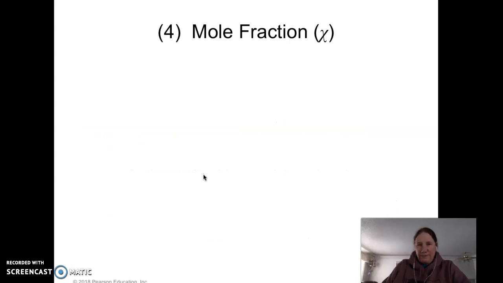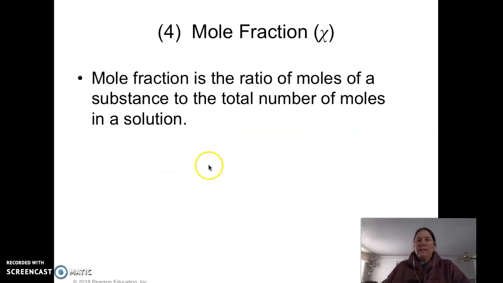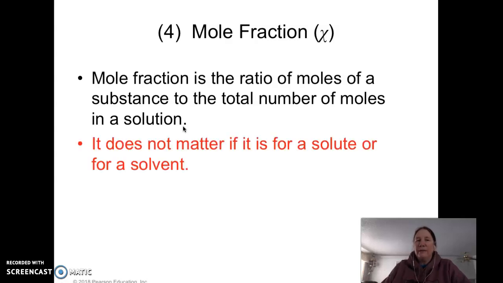Okay, mole fraction. Mole fraction is the ratio of moles of a substance to the total moles of the solution. You use mole fraction to figure out a couple of different things that we'll talk about later. It doesn't matter if it's for the solute or for the solvent. So you can figure out the mole fraction of water, if water is your solvent, or the mole fraction for salt, if that's what you're adding.